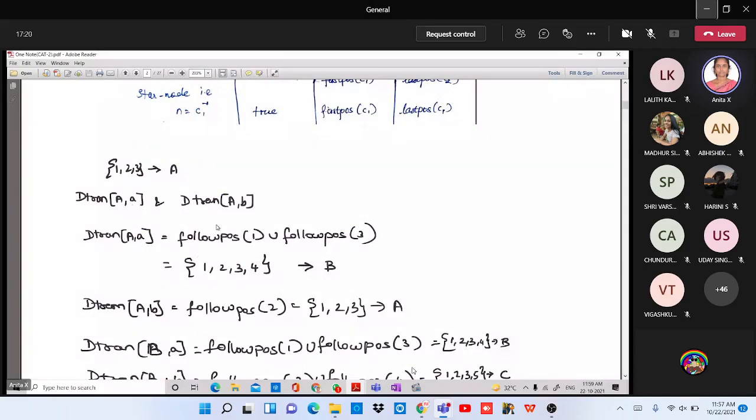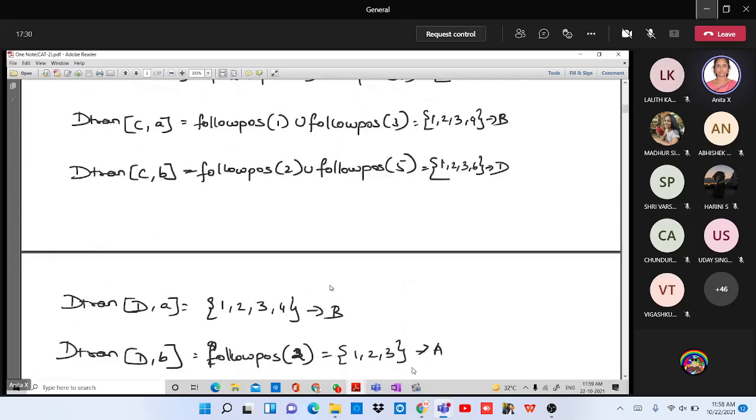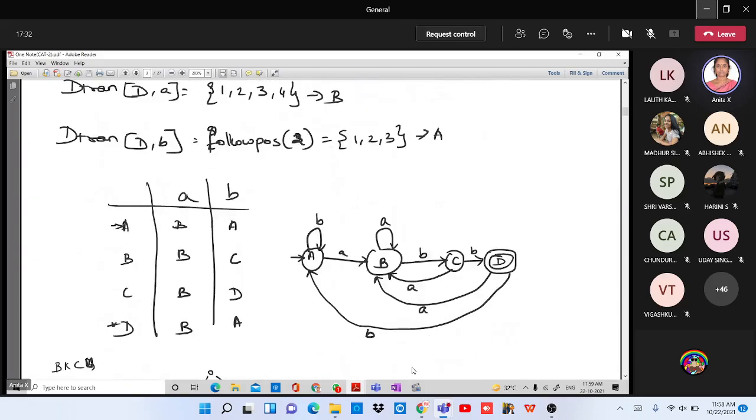Okay. So again, as usual, I have to check whether it is an existing state or not. If not, I have to give a new state name. Right, like that I have to proceed till I am not getting a new state. After that I have to construct the transition table and then proceed constructing the transition diagram, that is the DFA.